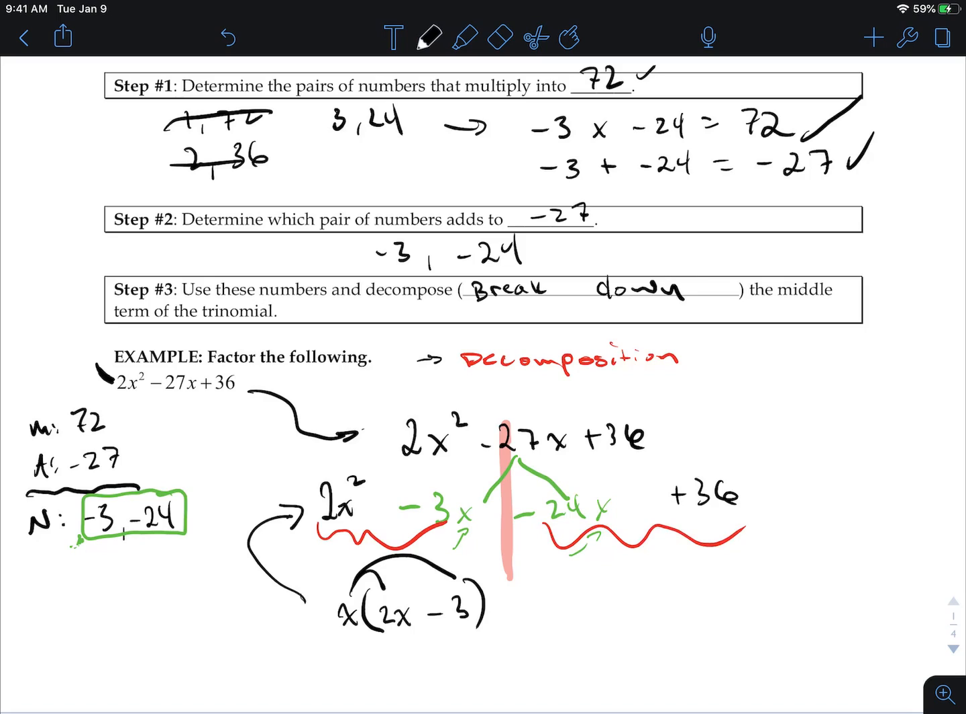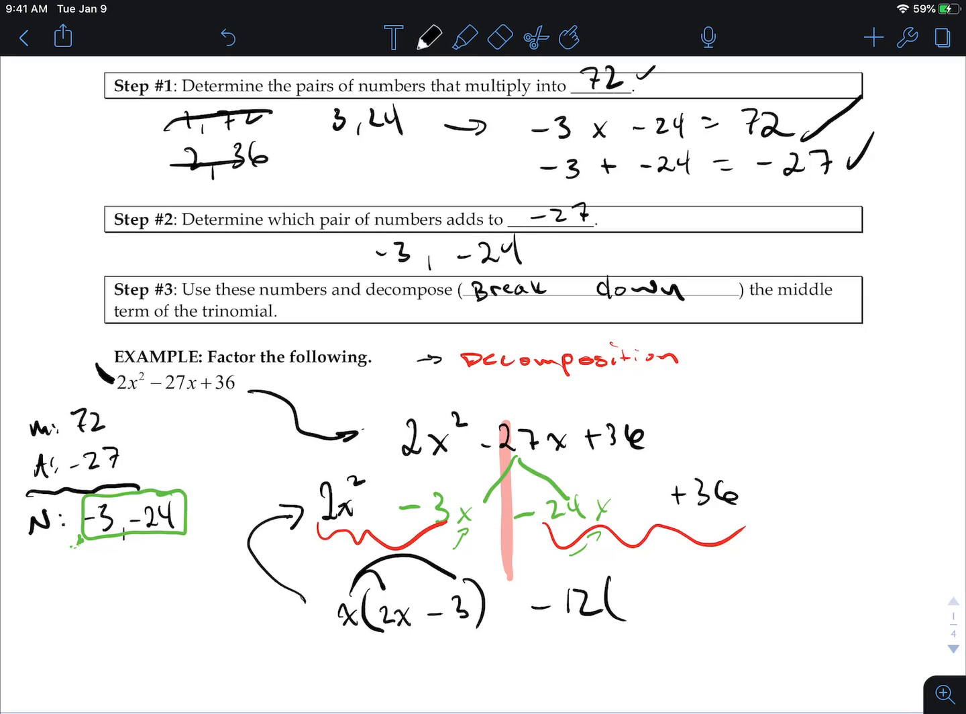Then I ask myself, okay, well, what's common in the second one? What's the biggest thing that could go into 24 and 36? What is it? 12. Okay. So let's go. I'll take, here's the problem though. I got to take out a negative. I could take out negative 12, right? What's left after I do that?